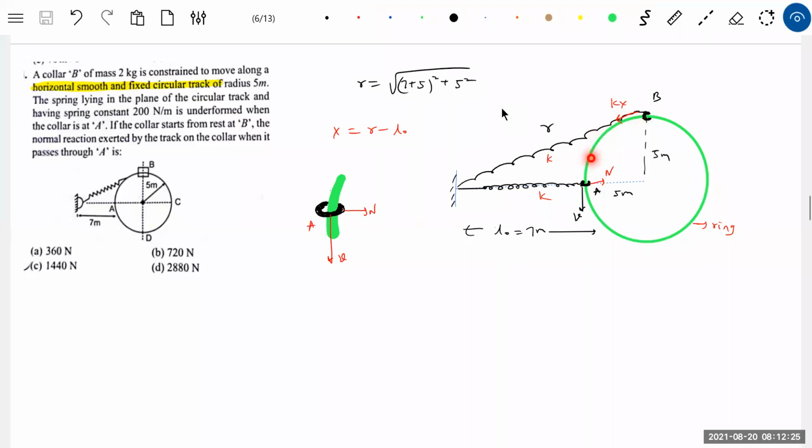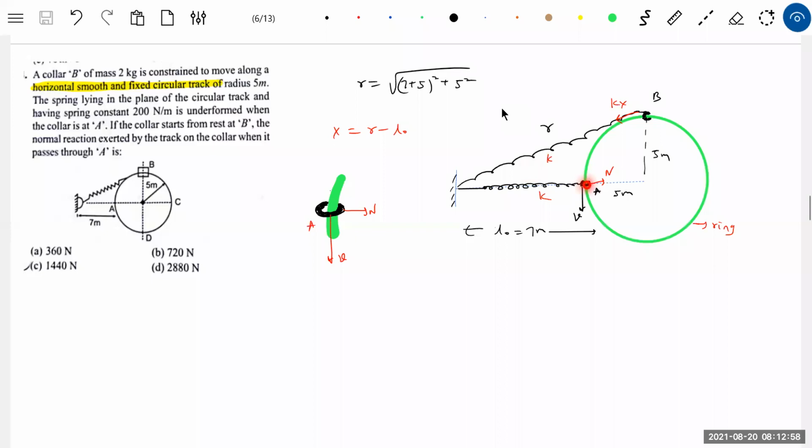It will move like this, no? As the collar starts moving, what will happen to the spring force? The elongation of the spring will decrease. Agreed? Spring force will become 0 because this is the natural length. Afterwards, what will happen? Again, it will get elongated. You are not analyzing only B and A; how it will move is what you are supposed to analyze. The collar will move like this, the spring force will make it move.